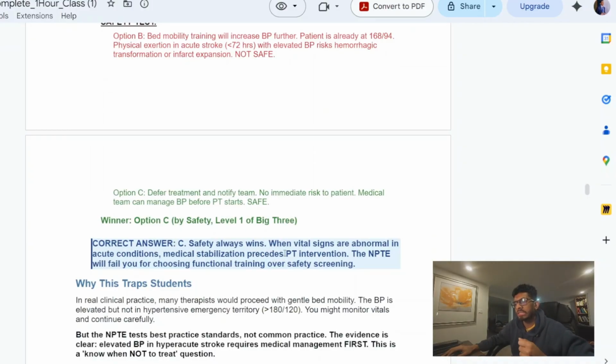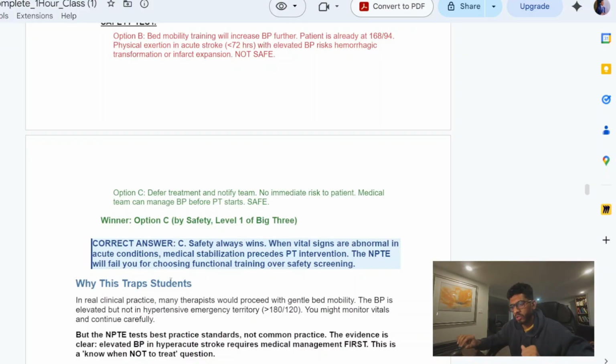When the vital signs are abnormal in an acute condition, medical stabilization precedes PT intervention. The NPTE will fail you for choosing functional training over safety screening. So always keep this in your mind, in your real life, and ingrain this in your heart. Safety always wins.